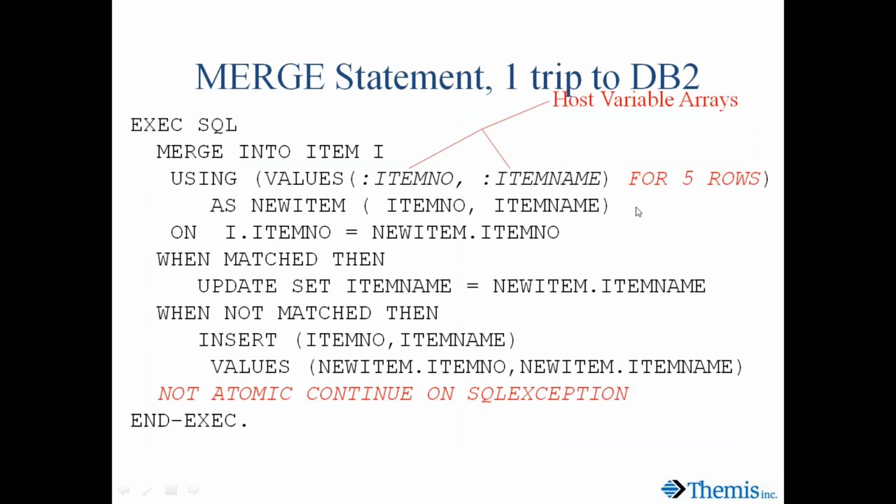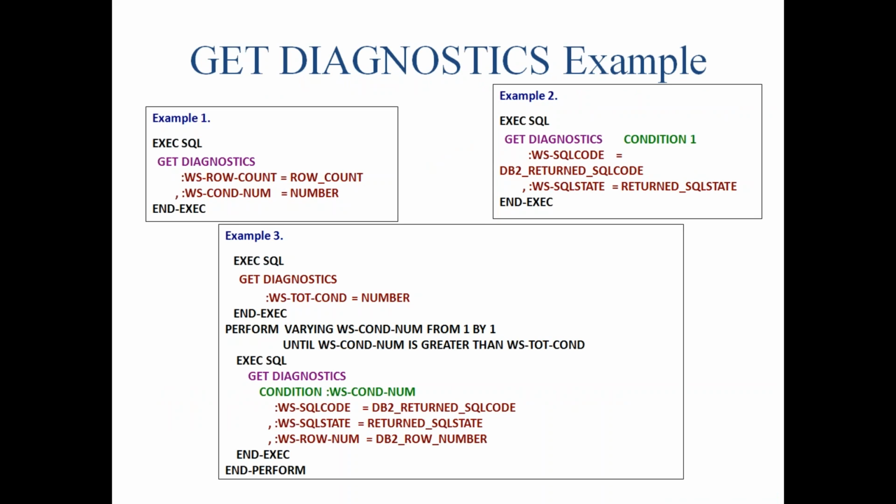We can also do multi-row. So I can provide my host variables, give names for the new item that we're putting in there. When it's matched, I'm going to do the update. When it's not matched, I'm going to do the insert. Not atomic, continue on exception. So if any one of the 5 rows that I'm going to conditionally either update or insert has an error, then I can handle the exceptions in the get diagnostics, and make sure afterwards I decide whether I want to commit those or not. The ones that were successful get committed or not.